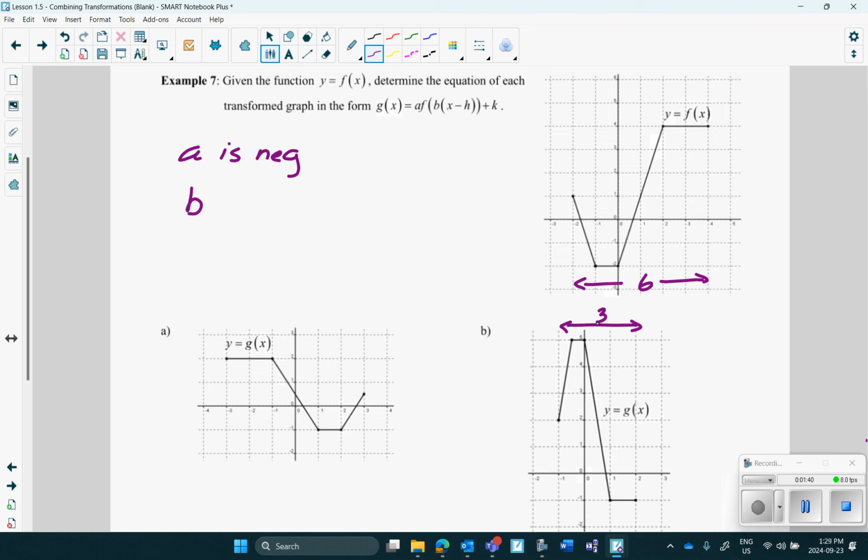And remember, stretches are what we multiply. So what do I multiply to get from 6 to 3? 1/2. So if the stretch is 1/2, when I plug it in for B, it becomes 2. Okay, I'm good so far. I've taken care of 4 of the transformations. There was a vertical flip, there's no horizontal flip. There was a horizontal stretch, there was no vertical stretch. So the only thing I need to figure out now, did it shift at all?